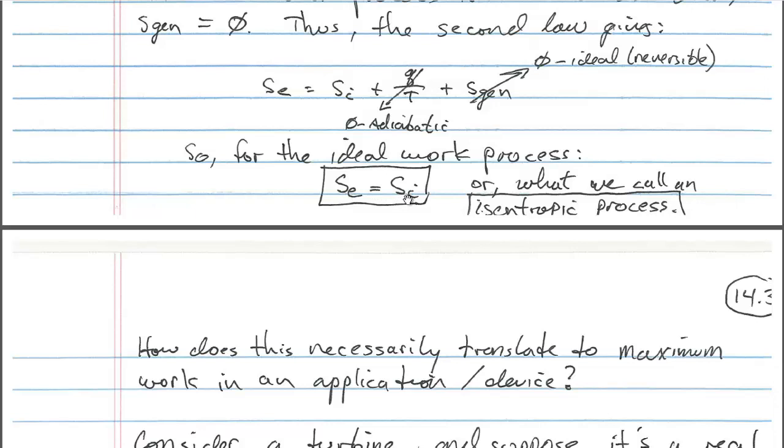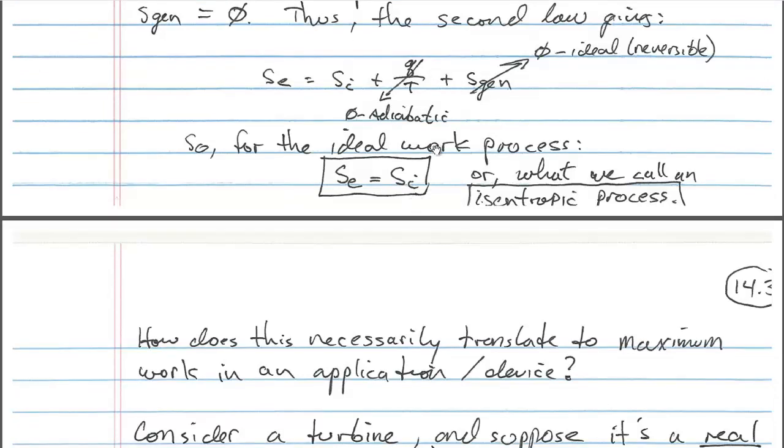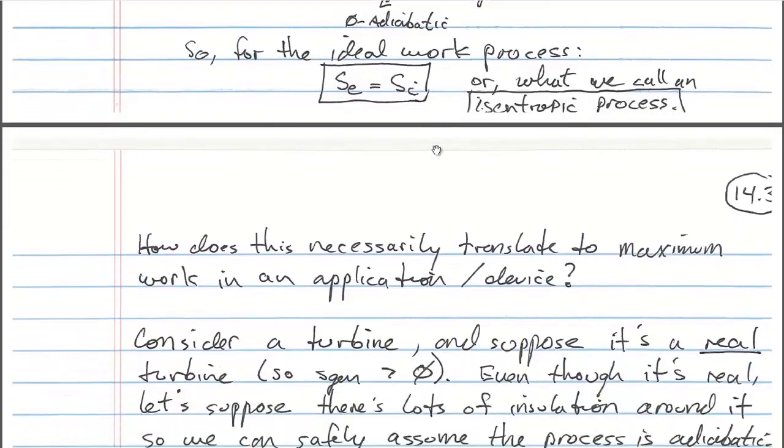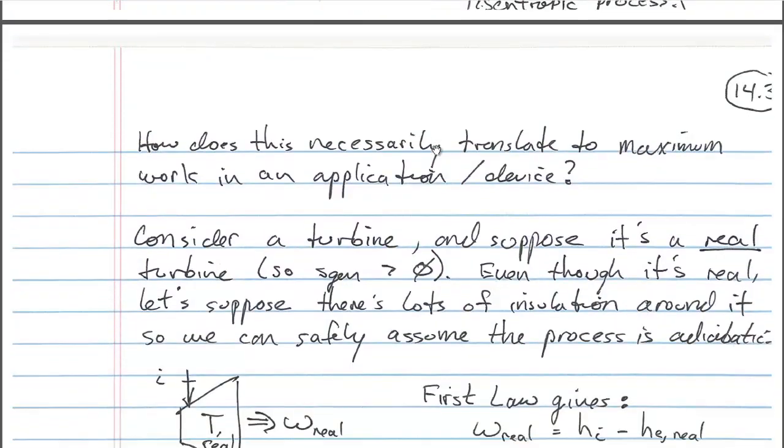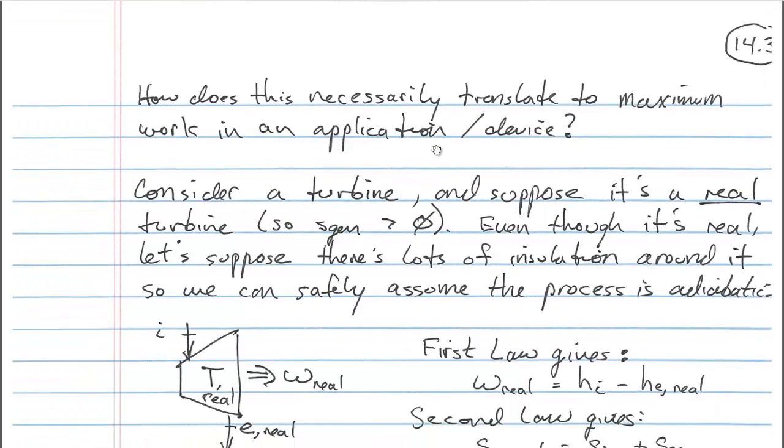Okay, so hang on to that thought, because now the question that we can ask is, how does this necessarily translate to maximum work in an application or a device? In other words, if I know that I have this defined ideal process, which is adiabatic and reversible, what does that mean for an actual application? Or how does that confirm for me that I'm going to get maximum work from my device?